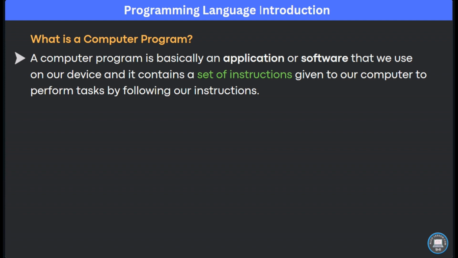And inside that application or software, there is a set of instructions written by a programmer to perform any specific task or to perform multiple tasks. So this is the basic definition of computer program.